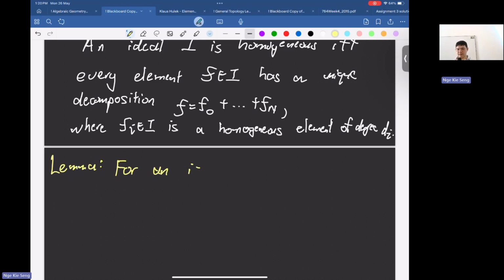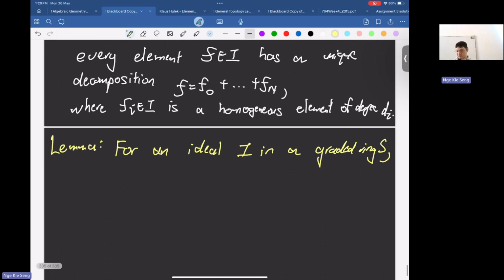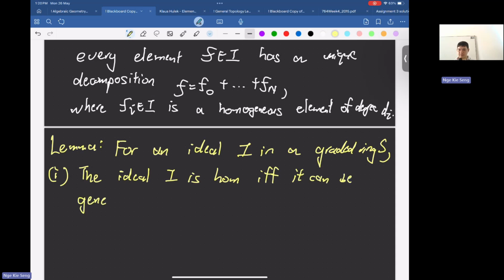So this is the lemma we have here. For an ideal I in a graded ring, when we say we have a graded ring, every element should be able to be written as a unique decomposition of homogeneous degrees. Then we say that the ideal I is homogeneous if and only if it can be generated by homogeneous elements.